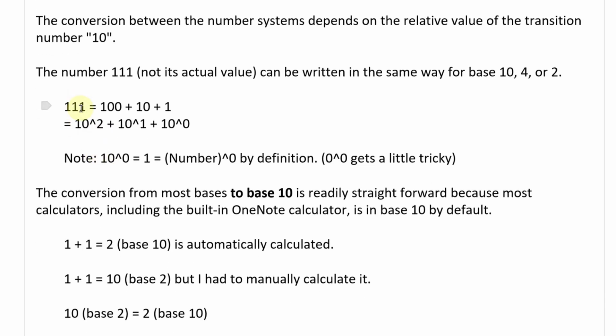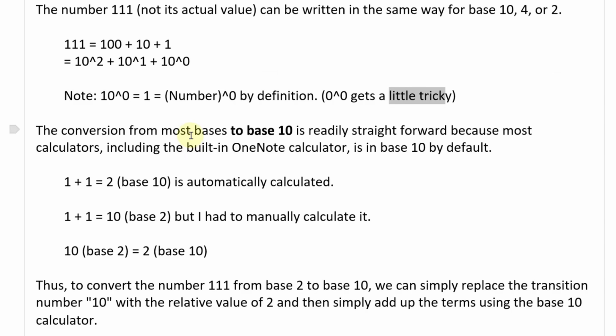So we could write these all, and it's all going to look in the same format. So 111 equals 100 plus 10 plus 1, which equals 10 to the power of 2 plus 10 to the power of 1 plus 10 to the power of 0, where note 10 to the power of 0 is equal to 1, which is just any number to the power of 0 by definition. But 0 to the power of 0 gets a little tricky, but we won't be dealing with that in this video.